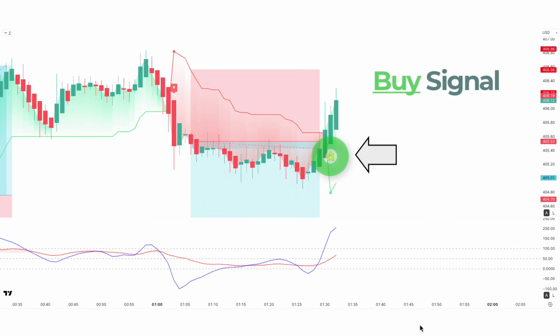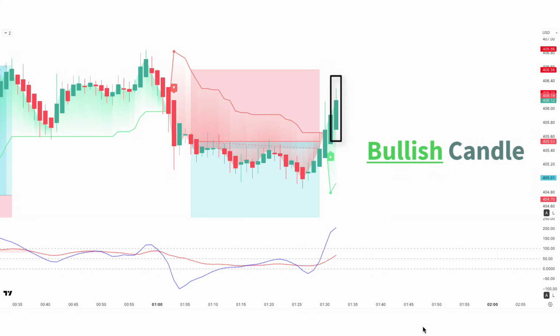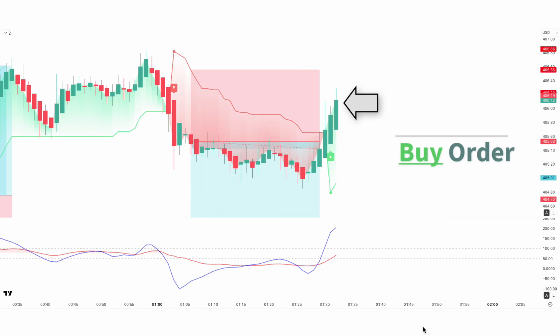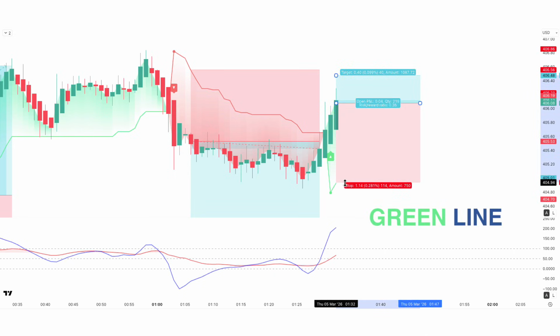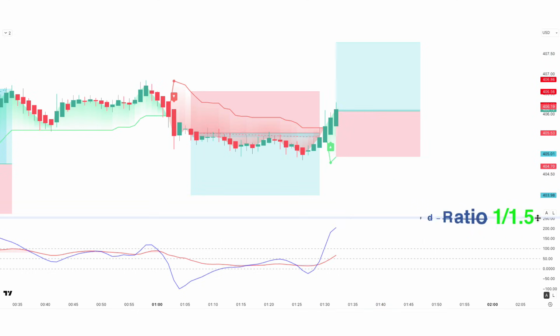Here, the Stealth Trail Super Trend arrow of this indicator is a buy signal. Here, the blue line of the Vervoort Smoothed Oscillator is above the red line. Here, the market has made a bullish candle to give confirmation. So all our conditions are being fulfilled, so we are placing an order to buy. Our stop loss is to be placed at the green line, and the risk to reward ratio will be 1:1.5.